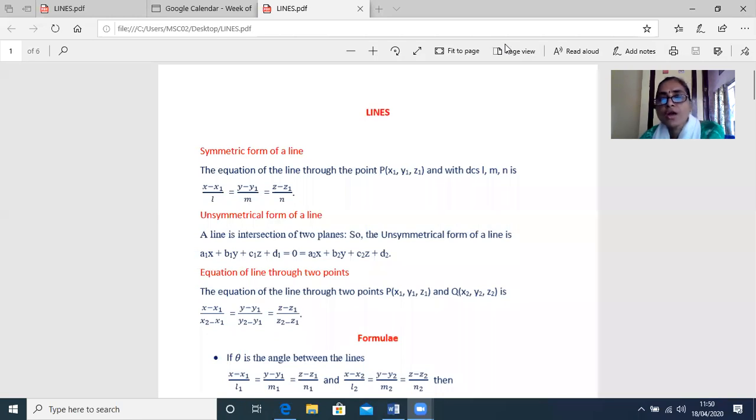In a minute from now, we are going to start the class. Today's class is on lines. First, I'll cover the different forms of lines. Then I'll discuss the formulae that we come across while doing the problems in the exercises.